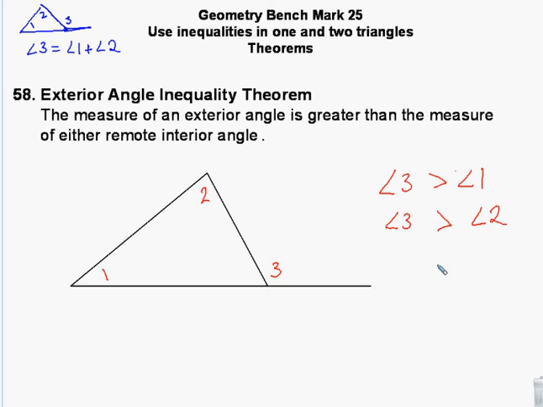If it's the sum of the two, it has to be bigger than both of them, because angles can't be negative. So that's what the exterior angle inequality theorem just tells me, is that any exterior angle is bigger than the two angles on the opposite side of the triangle. Individually, not together. It's equal to them together, but individually it's greater than them.